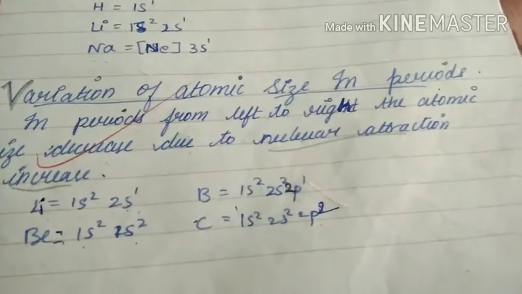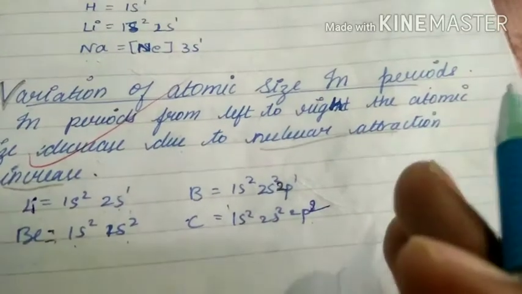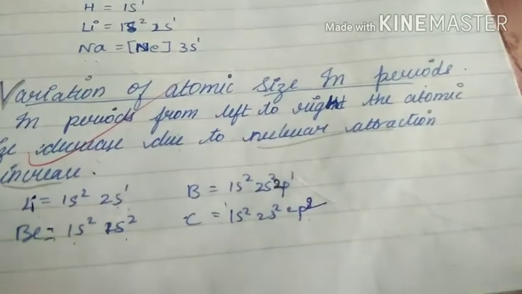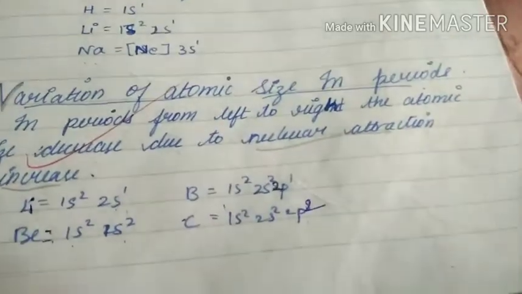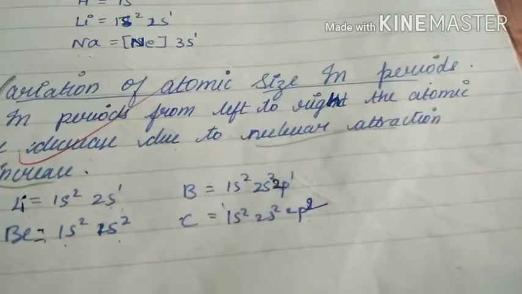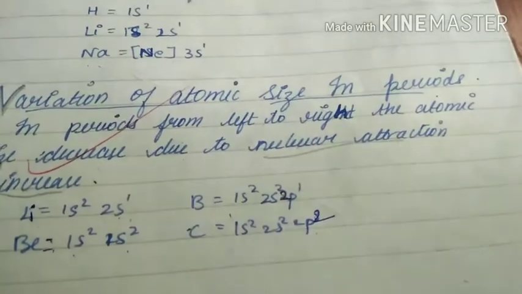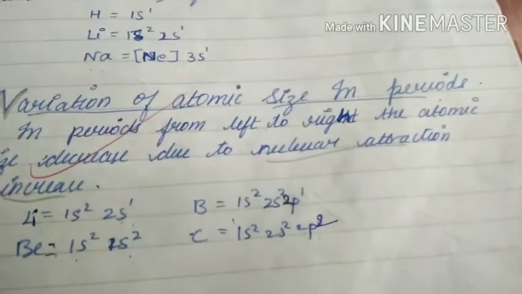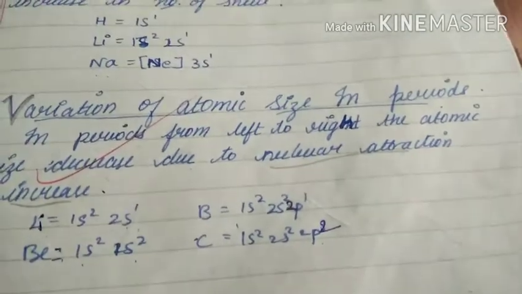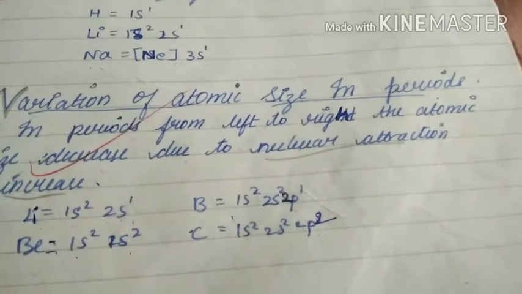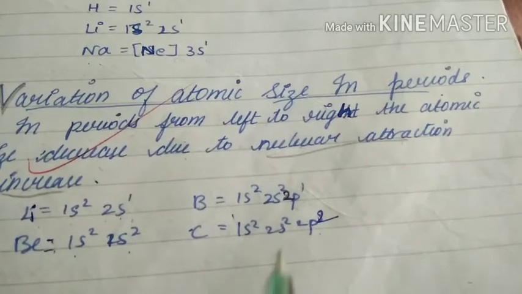What is periodicity? The property which repeats at regular intervals. Regular intervals means if it decreases in one group, it should decrease in all groups. If it increases in one period, it should increase in all periods. That means the property repeats every time. Regular interval means from one period to the next period. Such properties are called periodic properties. So atomic radius is considered a periodic property.